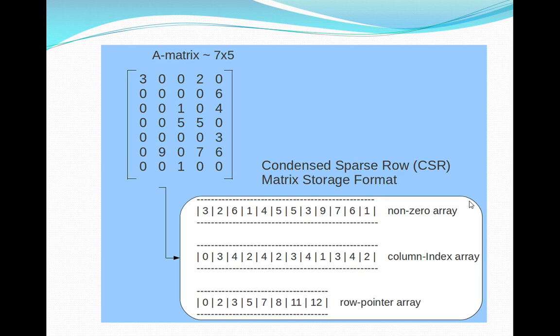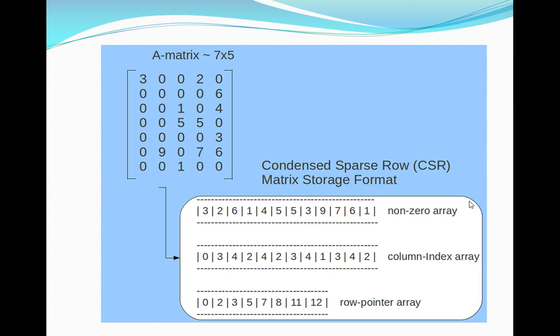So first off, we get the non-zero array. If you notice here, that's actually just the values. The 3, 2, go to the next row, 6, next row, 1, 4, next row, 5, 5, next row, 3, next row, 9, 7, 6, last row, 1. So that's just the non-zero elements walking row-wise, recorded down. Those are the numbers I want.